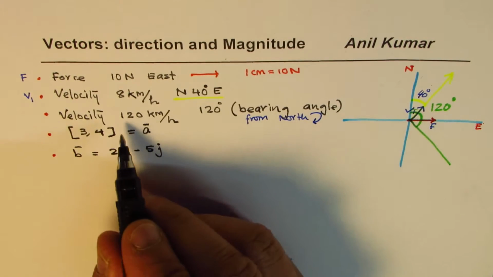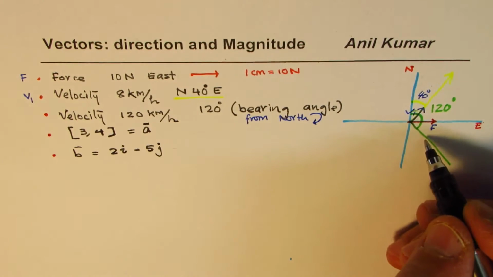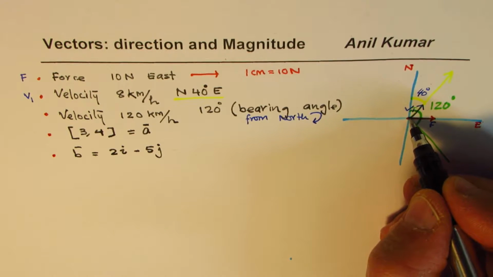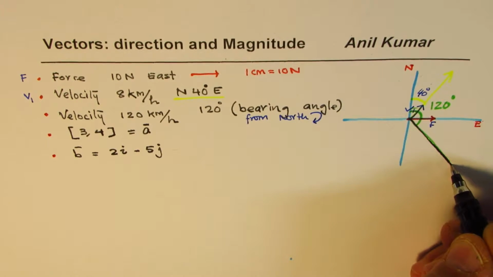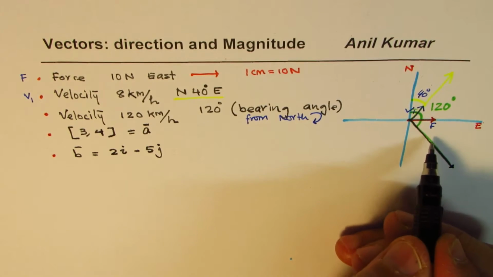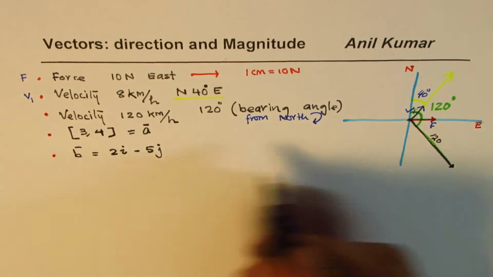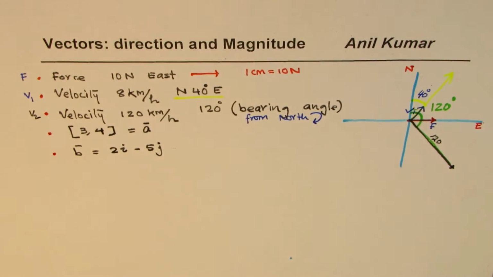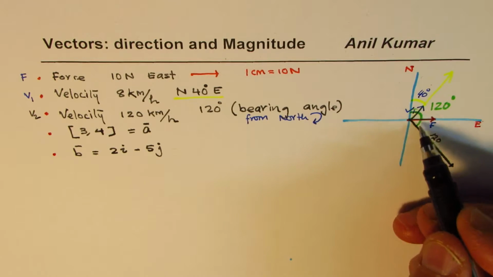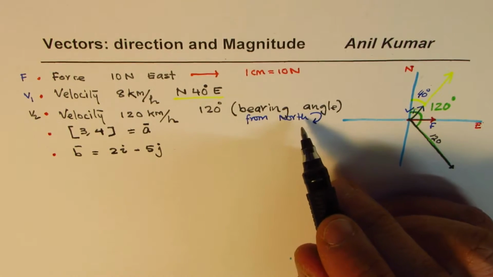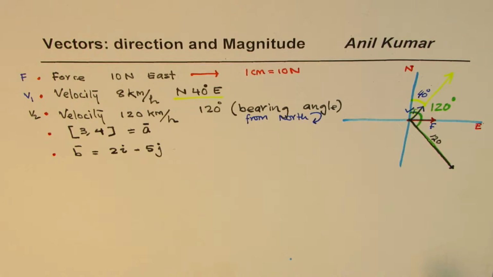And magnitude of 120, so it's pretty long. Let's say this much represents 120. So let me write down 120 here. That is my velocity 2, 120 kilometers per hour. From north it is 120 degrees. That's the bearing angle. You get an idea, right? So like this, I can show all these angles which we have worked on along with their magnitude. So magnitudes and directions are given here.